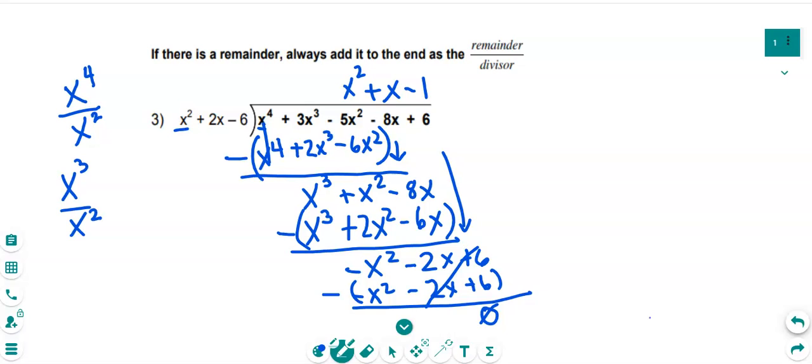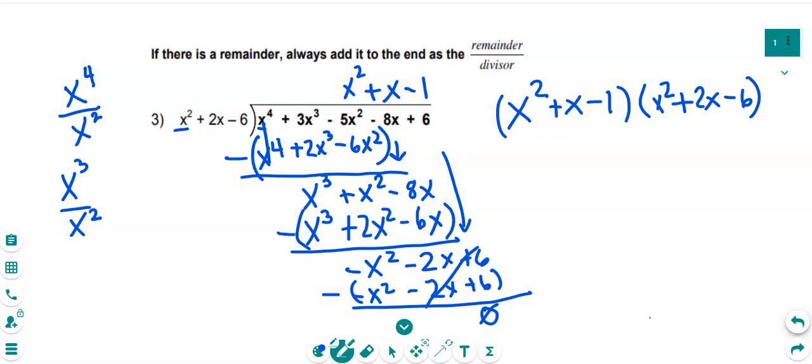That means that x squared plus 2x minus 6 is a factor of x to the fourth plus 3x to the third power minus 5x squared minus 8x plus 6. Some teachers like you to write your answer as factors. So if we multiply these together, we will get the x to the fourth. Okay, so those two multiplied together will give you this.